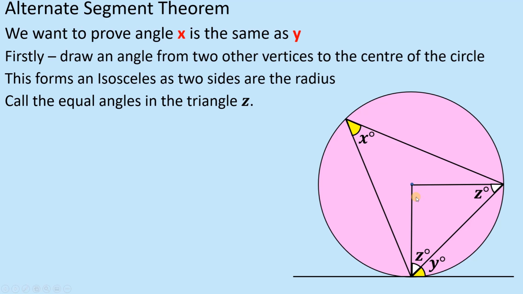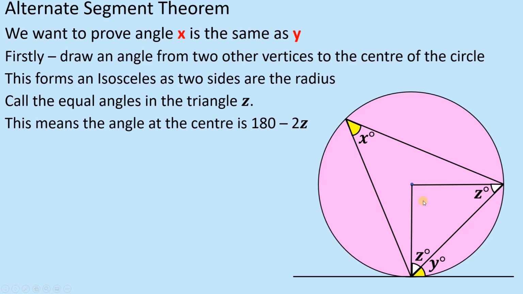And then we've got this one. Well, this one is going to be 180 take away these two. I also know that this one is half this one, because that's angles at the center, double that at the circumference. So let's write all that down. This one over here is 180 take away 2z. So that's that one there.